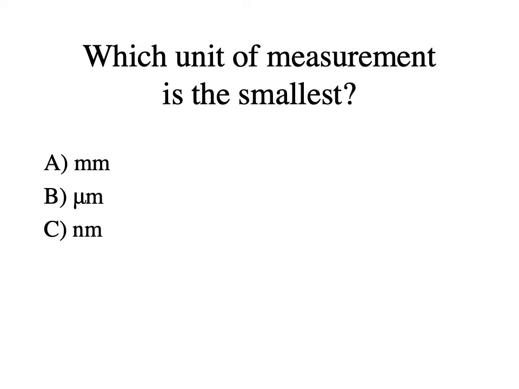Let's review. Which unit of measurement is the smallest? A, millimeter, B, micron, C, nanometer. The answer is C, nanometer. An electron microscope, remember, can see at the nanometer level. That's the size of viruses. We are not able to see that in the compound brightfield microscopes that we have in the lab. We see at the micron level, which would be like bacteria. So the answer for the smallest is C, nanometer.